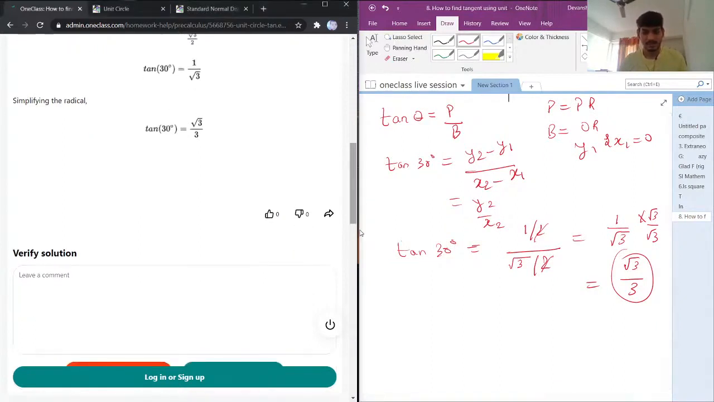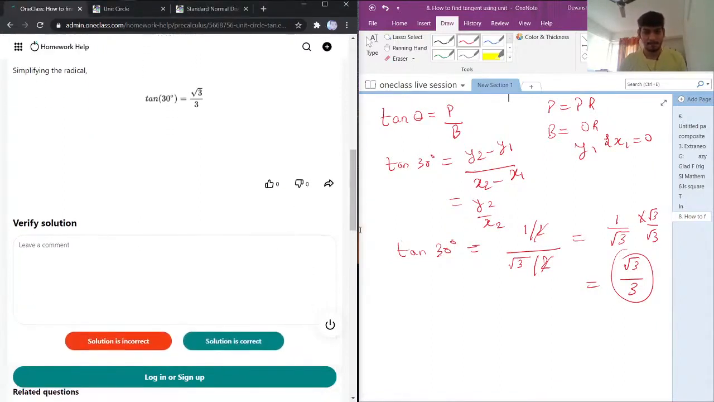So again, here my solution is correct. Correct solution. Great job. So in this way, you can find the tangent or trigonometric ratios of any angle using the unit circle method or the unit circle technique. Solution is correct.